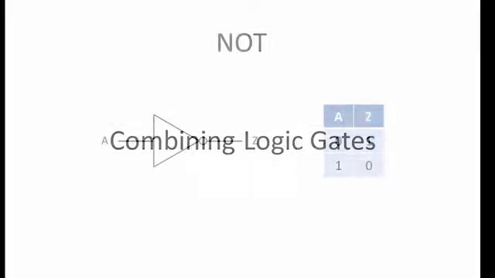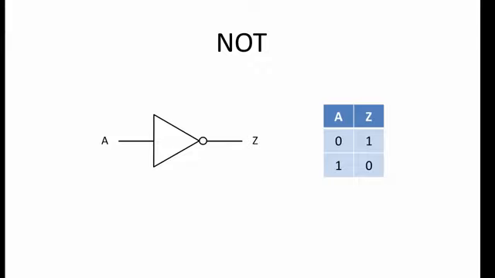Being able to create truth tables for combinations of logic gates is an extremely important aspect of computer circuit design, because truth tables can help us to see how circuits work. Let's begin by reviewing the building blocks.